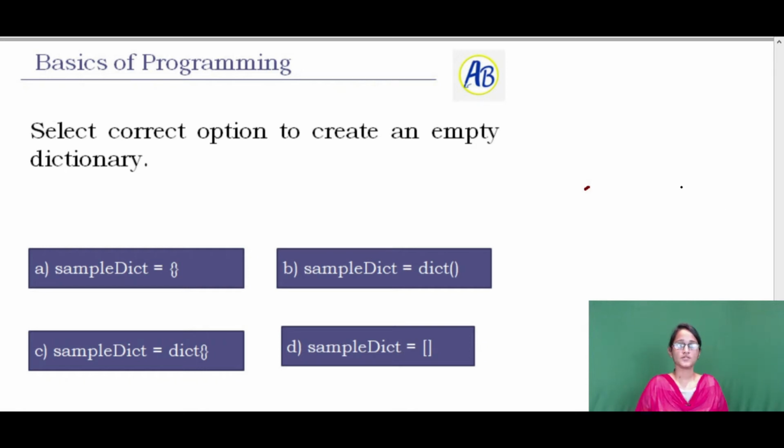Hello guys, I'm going to discuss the basic Python MCQ questions. Here, select the correct option to create an empty dictionary. They give 4 options. Among these 4, which one is correct to create an empty dictionary here?